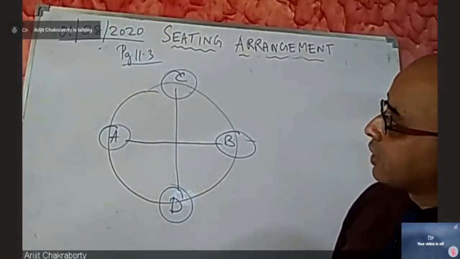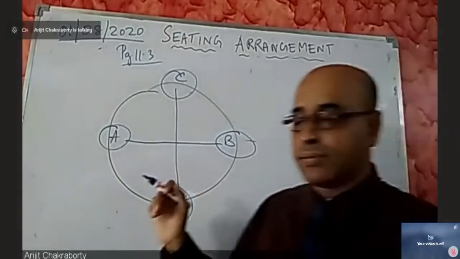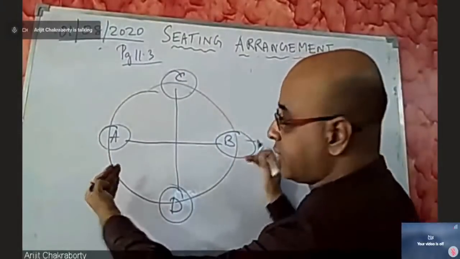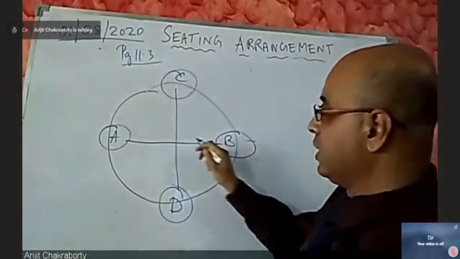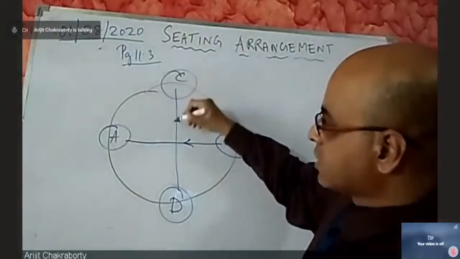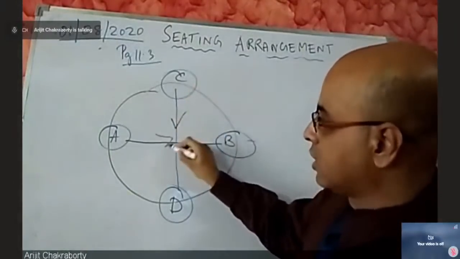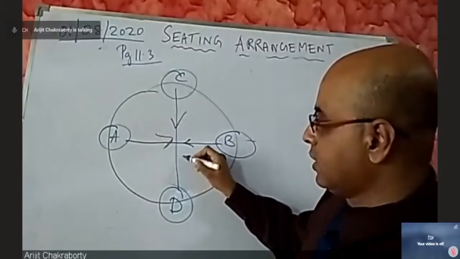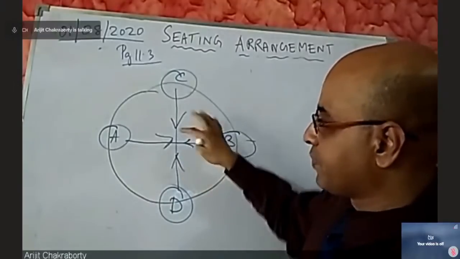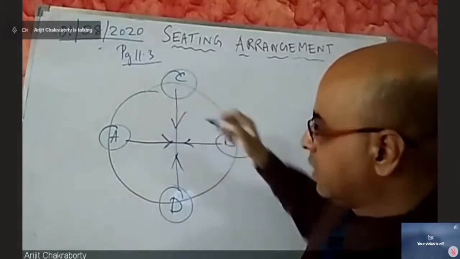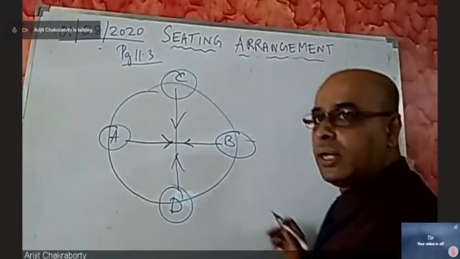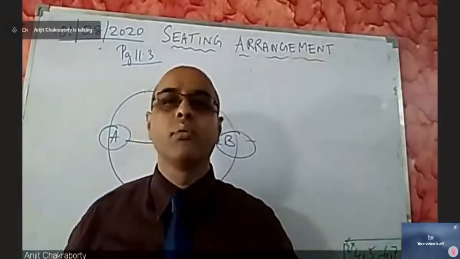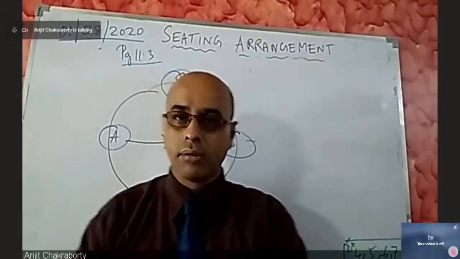From their perspective, all of them are seated, but they are facing the center. So B is looking in this direction. C is looking in this direction. A is looking towards the center like this. And D is also looking towards the center. So all of them are looking towards the center. They are looking at each other the way we sit at a round table.